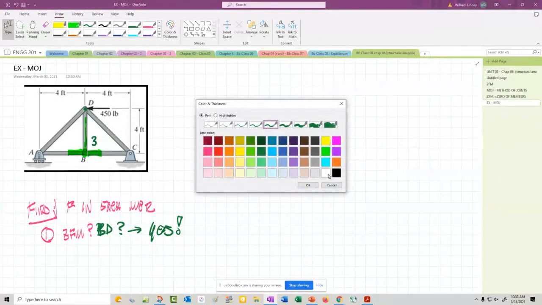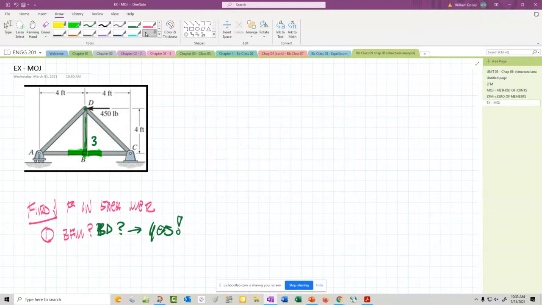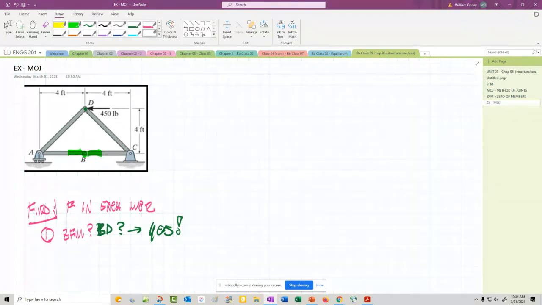Now, I don't think I have... Oh, yes, I do. I have white. Can I do that? That would be pretty cool. Yeah, I like that. So by getting rid of that zero force member, I've now created my structure to look like that. Everybody good with that one? So again, if it's a zero force member at one end because of the way it's set up, it has to be a zero force member at the other end. That's pretty cool. I can erase that.